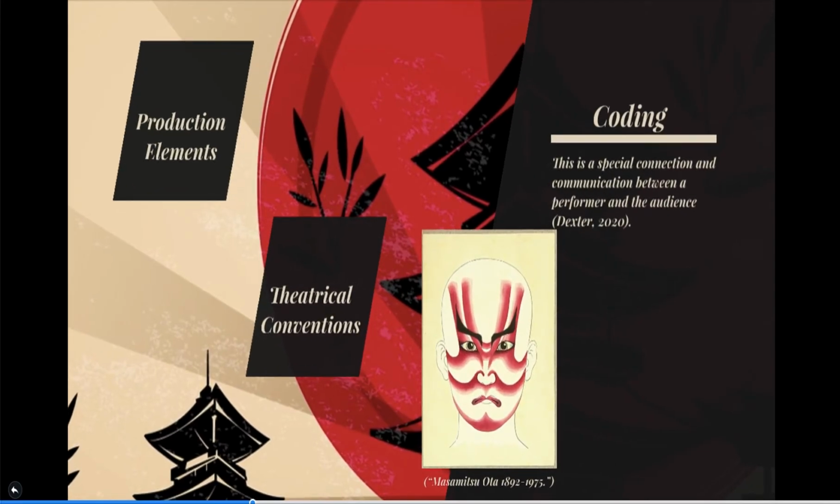Coding is a special connection and communication between a performer and the audience. There are two known types of coding, which are production elements and theatrical conventions. First, we're going to talk about production elements.